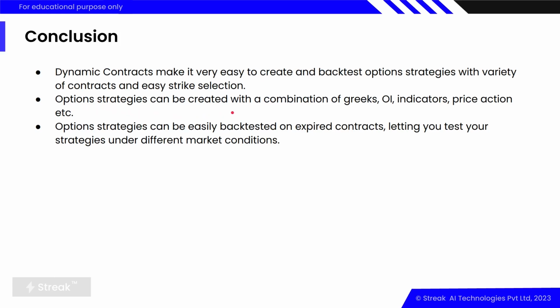Option strategies can be created with a combination of Greeks, OI, indicators, price action, etc. We also have option Greeks available. Then option strategies can be easily backtested on expired contracts. We have data right from March 2020 onwards, which allows you to backtest your strategy under different market conditions.